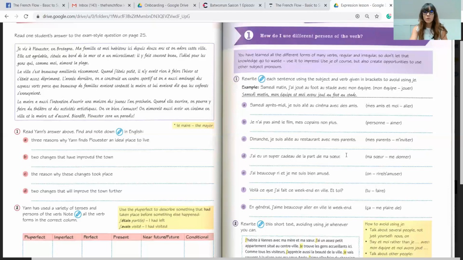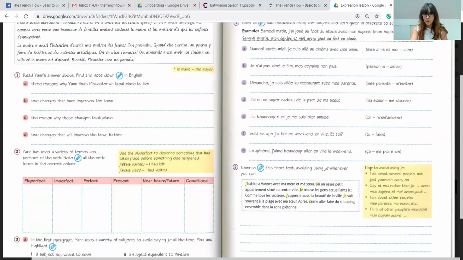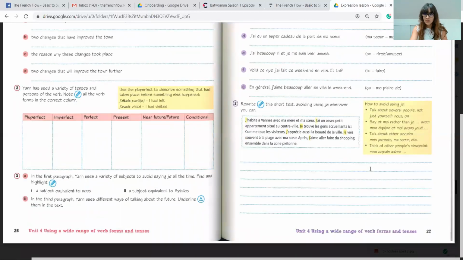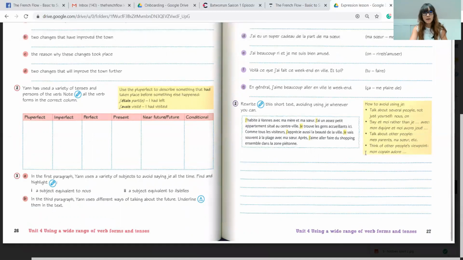Okay, so that's basically what we're expecting from you here. When we say different person, different pronoun, we want you to be quite authentic. So yeah, here they have some tips for you. So how to avoid using je, talk about several people, say mon équipe et moi, so my team and I, which is still talking about yourself, but including your team as well, which is a we pronoun.